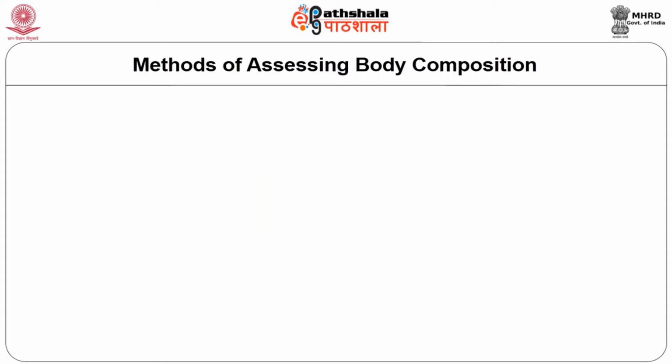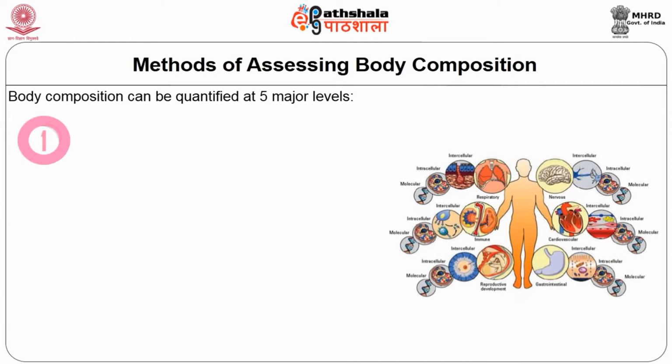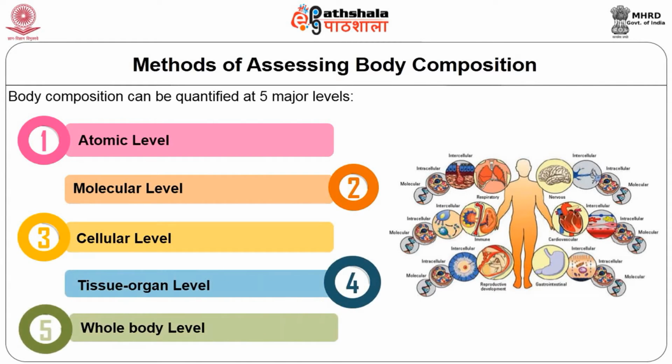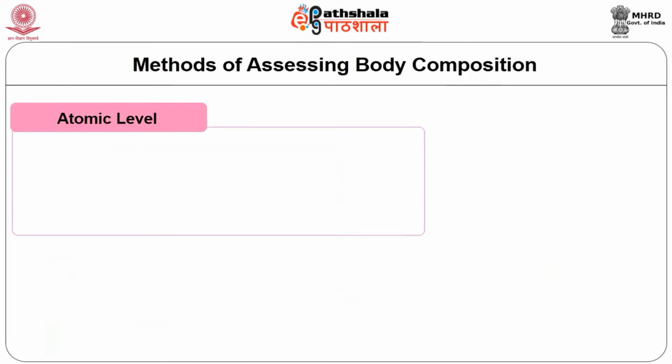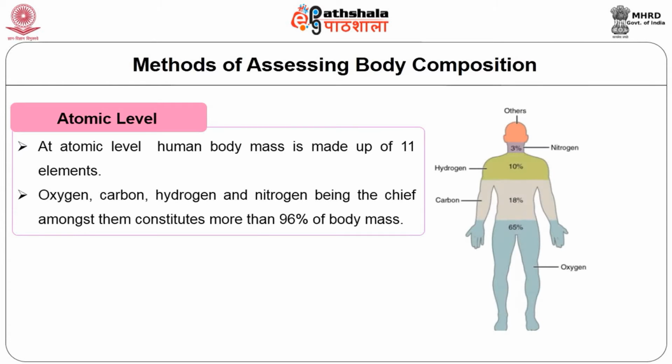Now that we have learned what the basic components of the human body are, let us start with different methods of assessing the same. Methods of assessing body composition. Body composition can be quantified at 5 major levels: atomic level, molecular level, cellular level, tissue organ level and whole body level. At the atomic level, the human body is divided up to 11 components, major being oxygen, carbon, hydrogen and nitrogen, which constitute about 96% of body mass.